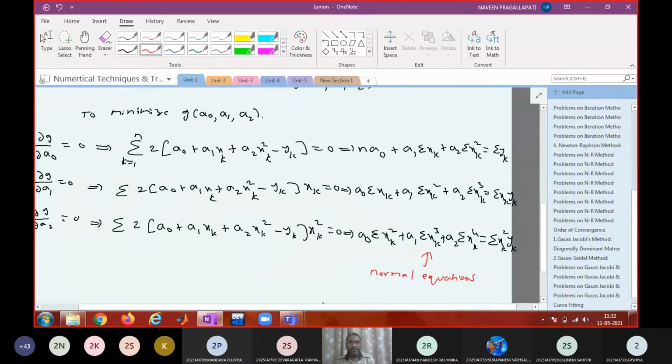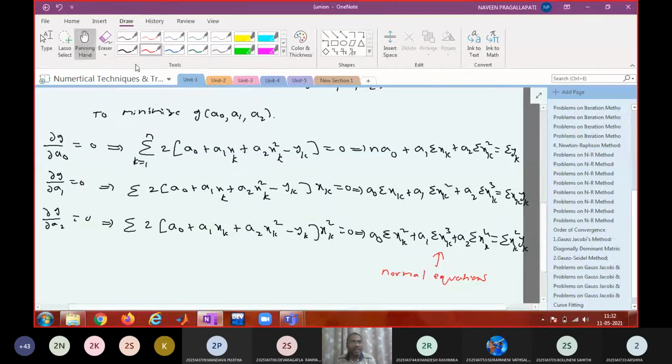Shall I proceed? Now you see it is not hard to remember. a0 n plus a1 sigma xk plus a2 sigma xk square equals sigma yk; then x power 0, x power 1, x power 2 times y. These things will come here. See, sigma xk square, sigma xk cube will increase, sigma xk yk, again sigma xk square, sigma xk cube, again one more power increase, xk square yk.